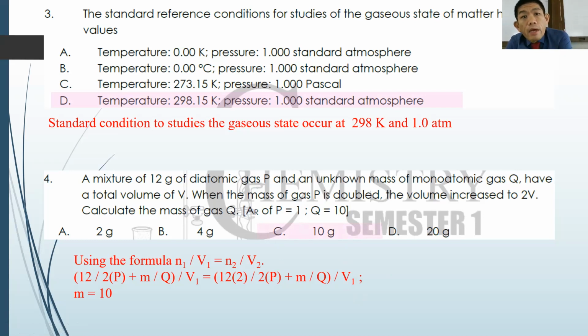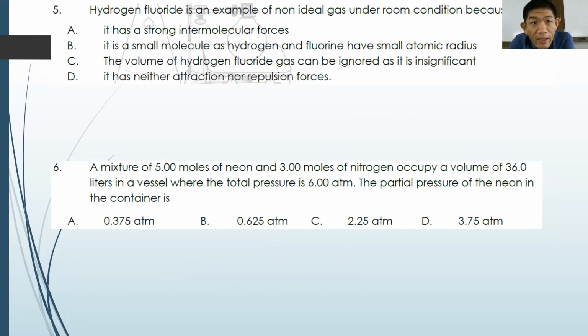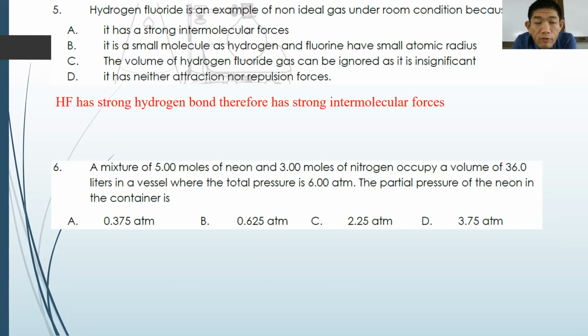Okay, then we continue to number 5. Hydrogen fluoride is an example of a non-ideal gas under room condition. Why? Because hydrogen fluoride gas has what we call hydrogen bonds. Because of its hydrogen bond, it has strong intermolecular forces. That is why it is a non-ideal gas under room condition.